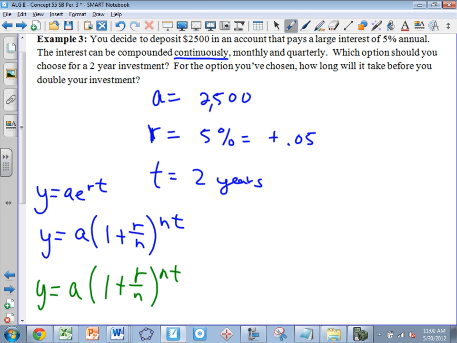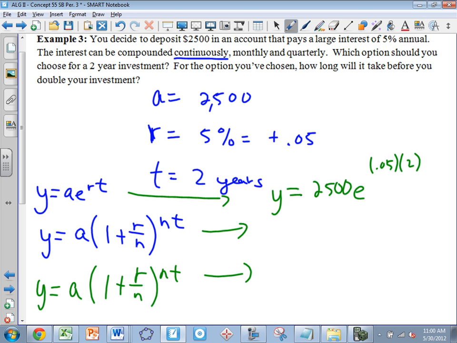Okay, so what I'm going to do here is analyze all 3. Let's go ahead and do that. The first one we've got y equals 2,500 e to the 0.05 times 2. Again, all I'm doing is plugging in at this point. That's it. Just plug in.